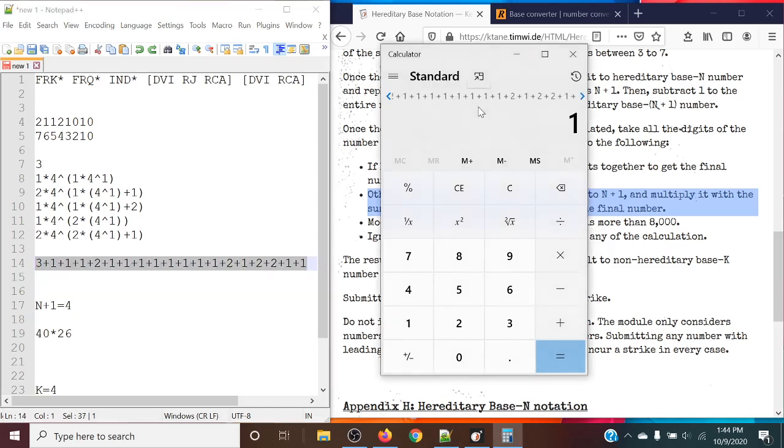Control C, Control V equals 25. Where'd I go wrong? Hold on, let's see. 3 plus 1, 1, 1. Then 2, 1, 1, 1. Then 1, 1, 1, 1, 2. Hold on a second. I'm better off just doing it again.